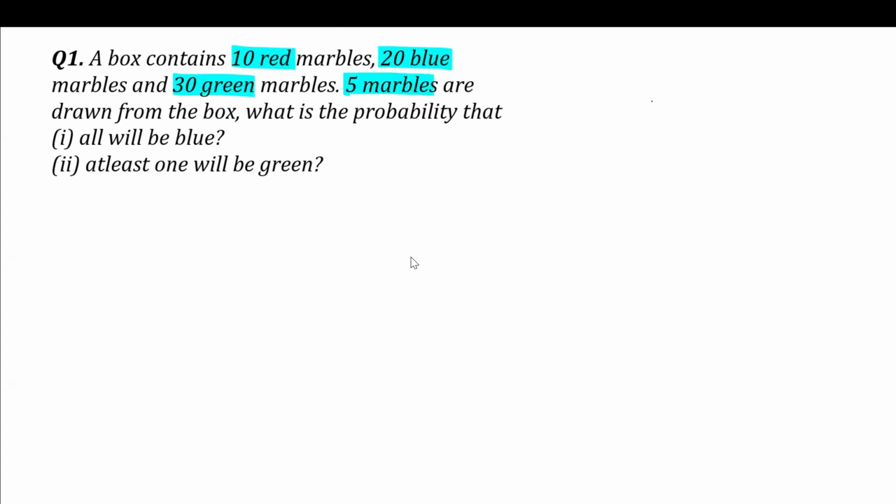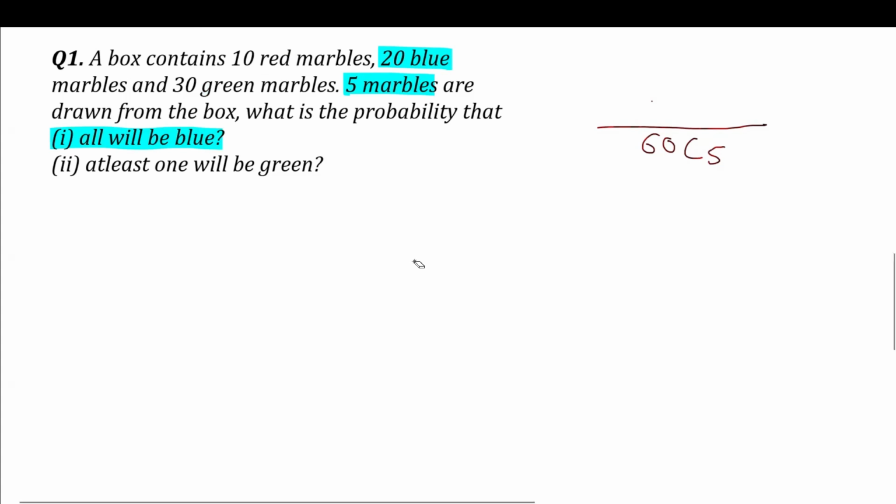And we have to take out 5 marbles. So if I ask you what are the total ways of taking out 5 marbles from 60 marbles, it is 60C5, taking out 5 marbles, total possible ways. Now, the first part says all will be blue. So how many of them are blue? You can see that 20 of them are blue. From 20, taking out 5 marbles. So possible ways of taking out 5 marbles from 20 marbles is 20C5. That should be the first part.